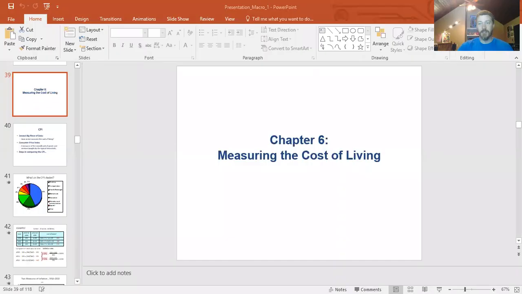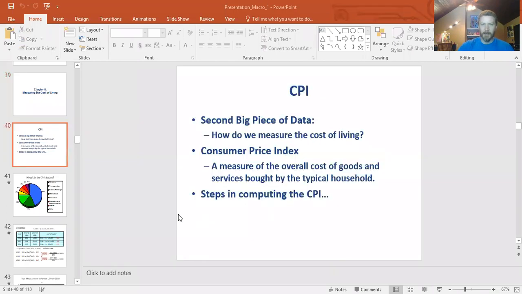I am also using a PowerPoint again for this piece of data, and I'm not going to use my little funny looking scribbles. Anyway, the CPI.